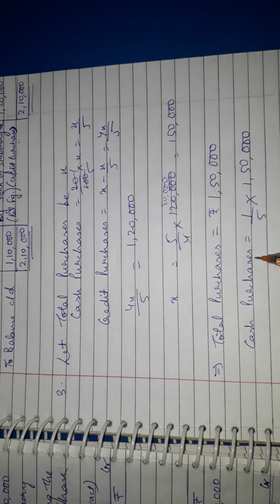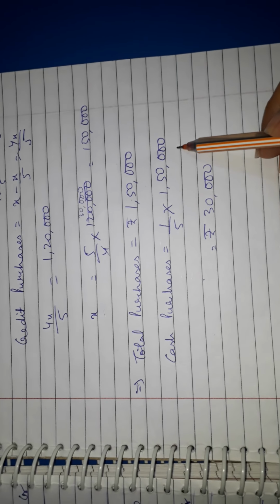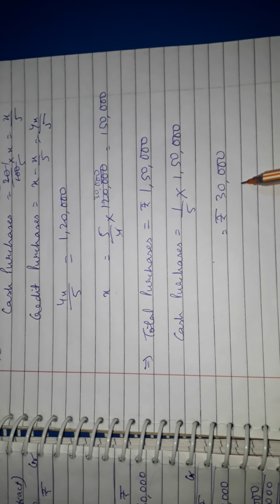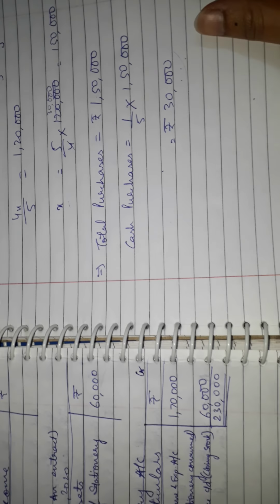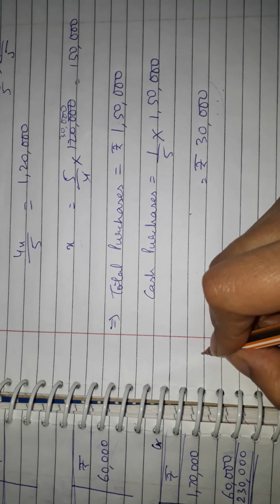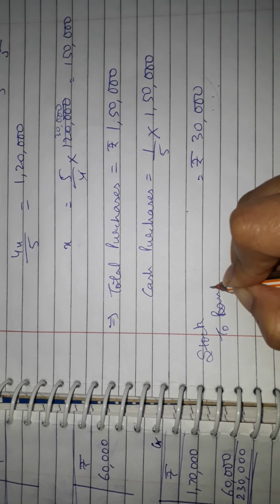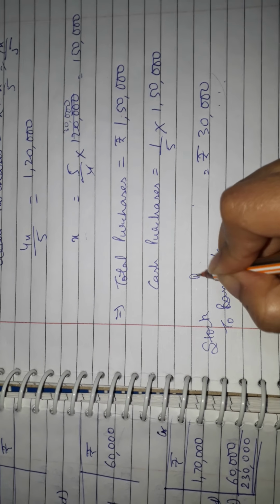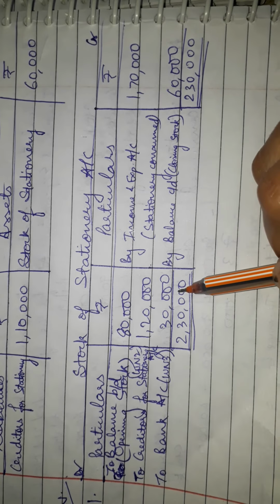Now cash purchases is 1/5 of X. So it will be 1 by 5 of 1,50,000, hence it would be 30,000. The same needs to be transferred to stock of stationery because this is the amount that we have spent on purchasing the stationery. The entry passed would be stock of stationery to bank. So in stock of stationery, it will be on the debit side, to bank account, 30,000 rupees.